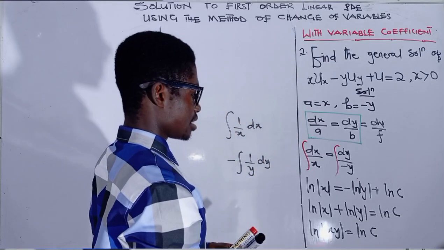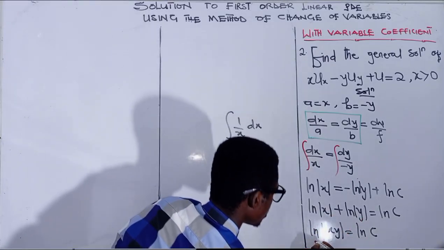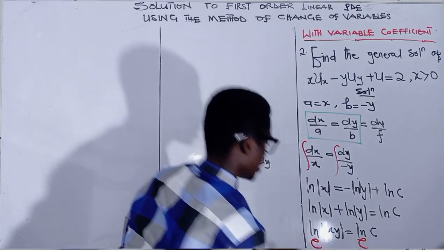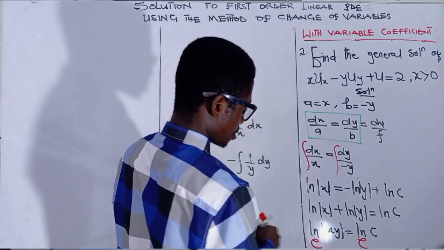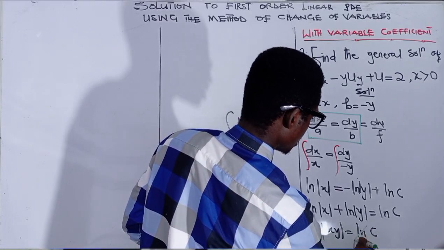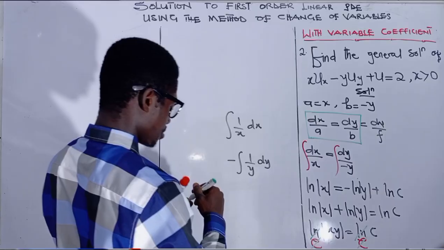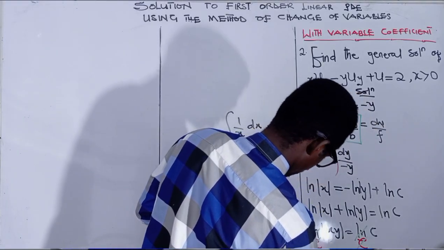As I said, we are interested in making c the subject, not ln c. So let's take the e on either side to do away with the lns. So you can see this e cancels the ln, and this e cancels the ln. We are left with what? Let me do the cancellation.